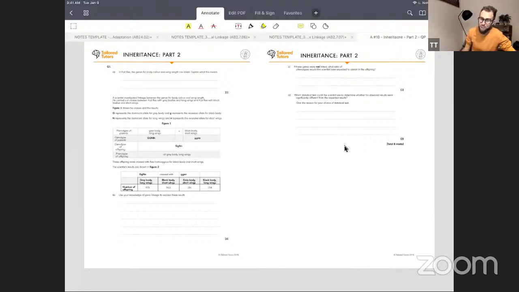Does crossing over happen for non-linked genes? Well, if they're not linked, they're not on the same chromosome. So you can't have crossing over, it only exchanges material between homologous pairs. So if they're not on the same homologous pair, you can't get crossing over between them. Does that make sense?